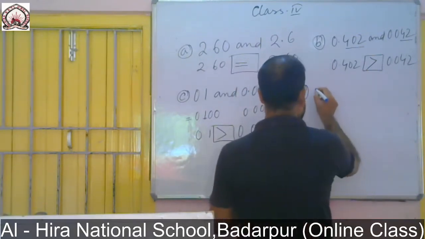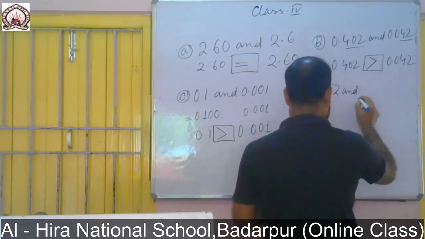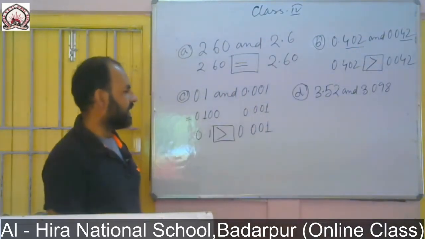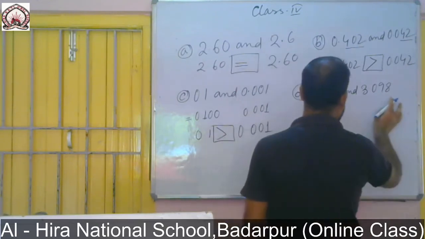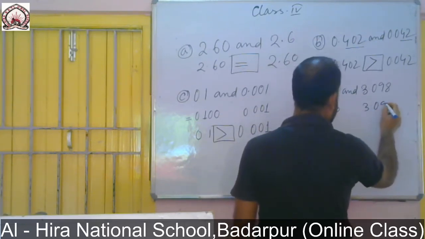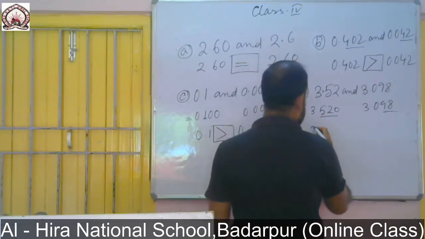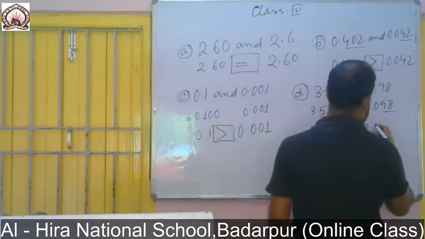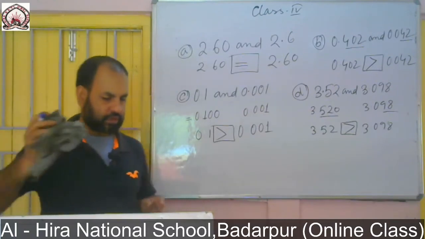Next, question number D. 3.52 and 3.098. Here the integral part is 3, here also 3, so we compare the decimal parts, but these two are not like decimals. So first we make it like 3.520 and 3.098. Here 520, and here after the point only 98, so we write 3.52 is greater than 3.098.